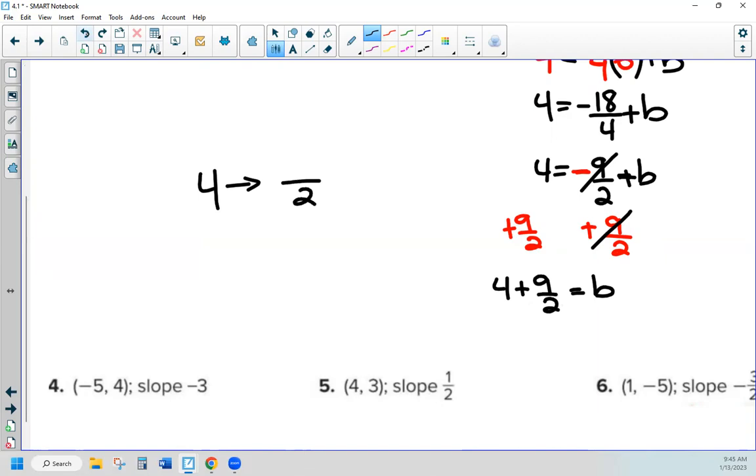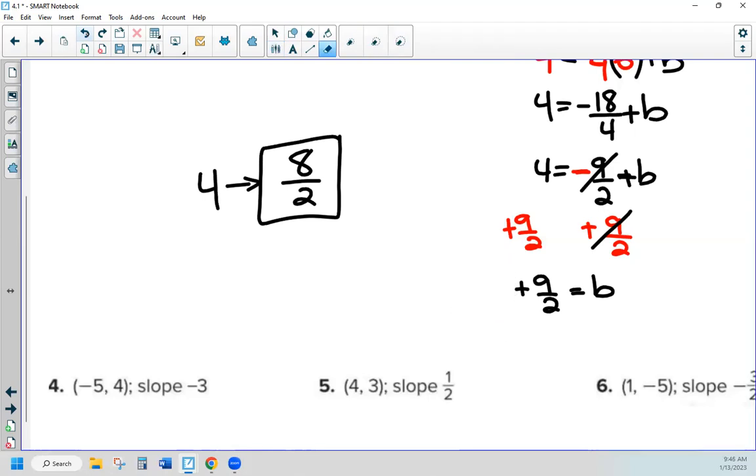Why do I want a denominator of 2? Because adding and subtracting fractions with the same denominator is super easy. So what fraction with a denominator of 2 will create 4? Meaning, what number divided by 2 equals 4? Think about it. Boom. Good job. 8. 8 divided by 2 gives us 4. So we can actually say this. Doesn't that seem nice and pretty? It does.